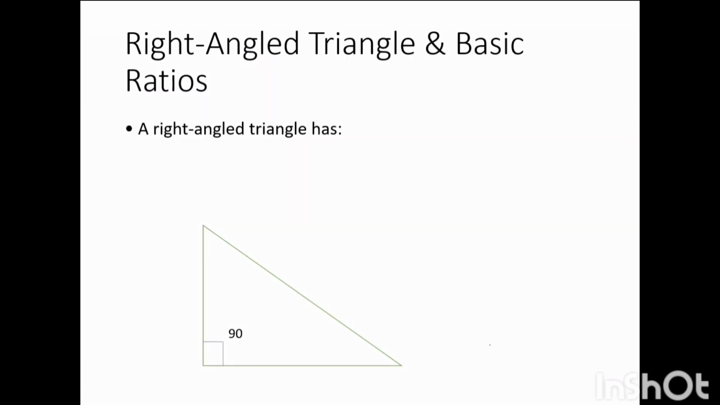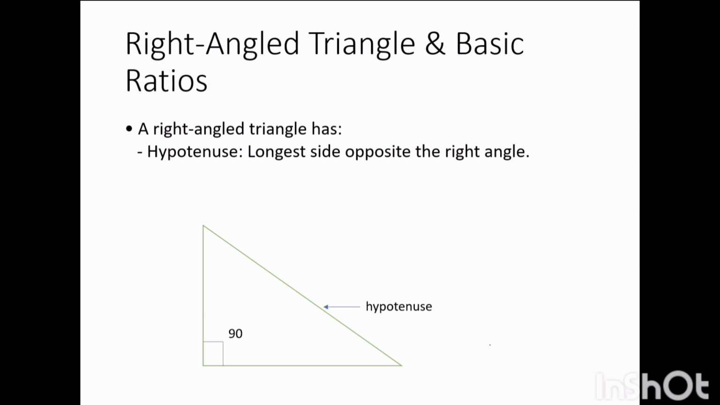To understand trigonometry, we need to explore the right angle triangle. So what you are seeing there is a right angle triangle with an angle of 90 degrees. The longest side, that is the side opposite to the right angle, is the hypotenuse. So the hypotenuse is the longest side opposite to the right angle, and this is the hypotenuse of this triangle.